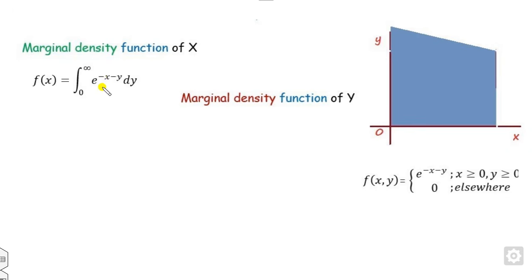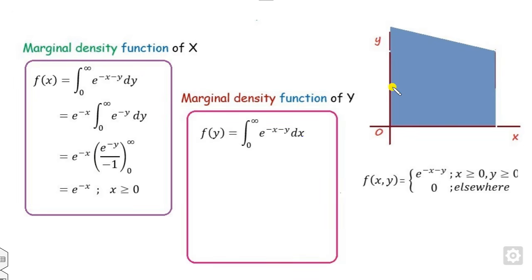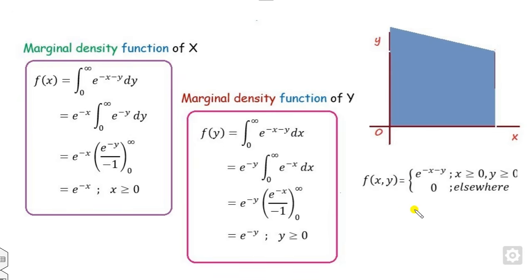So how can you find that? Collection of all those y. So the y limit here is 0 to infinity. Once you integrate them, you will get the result within this limit. Also the marginal density function of y you can take on the x-axis, with limits 0 to infinity, so you can solve them. In other words, you can simply write this term as separable: this is the marginal density function of x, this is the marginal density function of y.